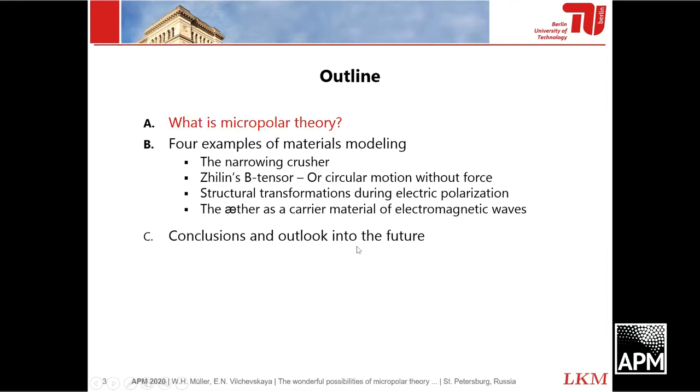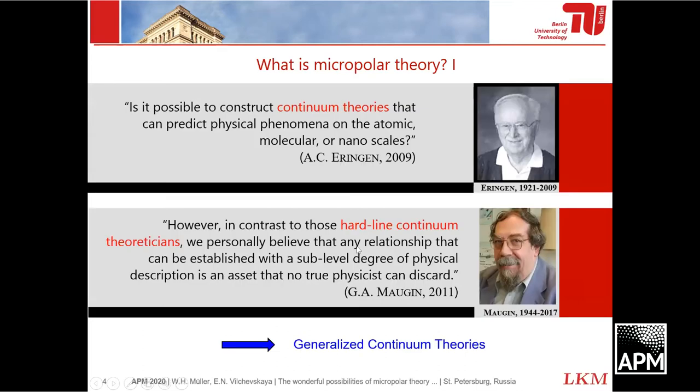First of all, what is micropolar theory? I would like to start with a motivation with two citations from famous gentlemen. The first one is Eringen, the second one is a disciple of Eringen, Mougin. And let us see what they have written here, what the attempt is, what they try to do with these extended theories, in particular with micropolar theory. So the question Eringen posed was the following one, is it possible to construct continuum theories, the emphasis is on continuum, that can predict something discrete, namely physical phenomena on the atomic, molecular, or on the nanoscale?